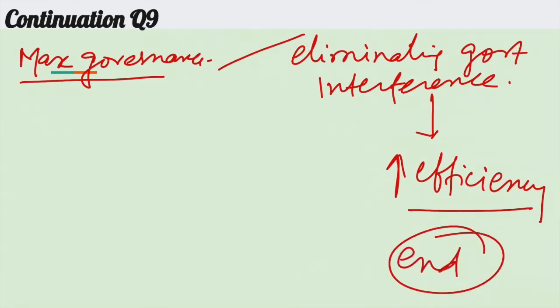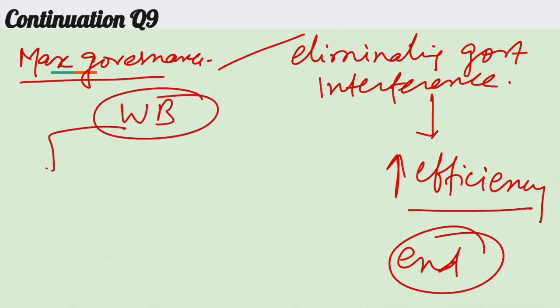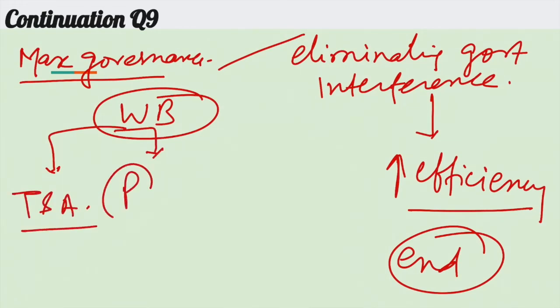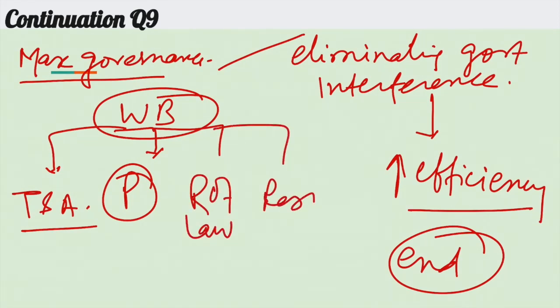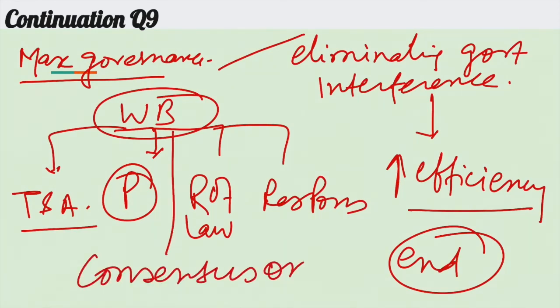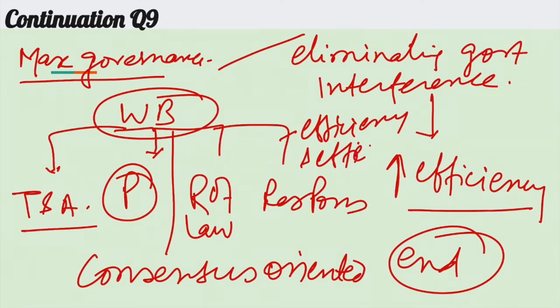But now, can you say that only by increasing efficiency in governance we can achieve the end point of governance, that is the happiness of the citizen? No. So basically we will have to focus on other parameters of good governance given by the World Bank. The other parameters are transparency and accountability. Second is participation of the citizen. Third is rule of law. Fourth is responsiveness. Fifth is consensus oriented. Sixth is efficiency and effectiveness, which we have talked about in the question.